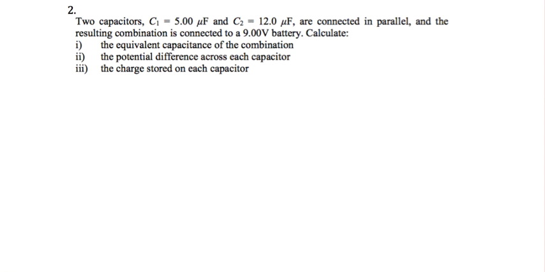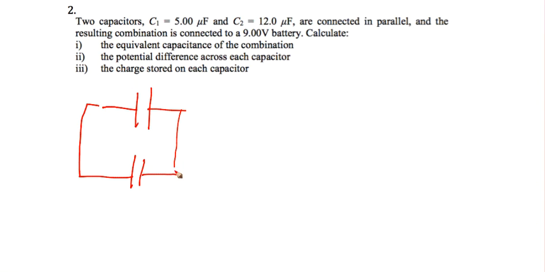Question number 2. Two capacitors C1 and C2 are connected in parallel, and the resulting combination is connected to 9 volt. So if you draw the circuit, we have a 9 volt battery, we have C1 and C2, and the C1 and C2 are in parallel.